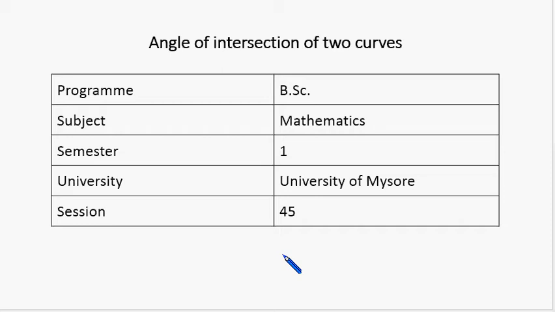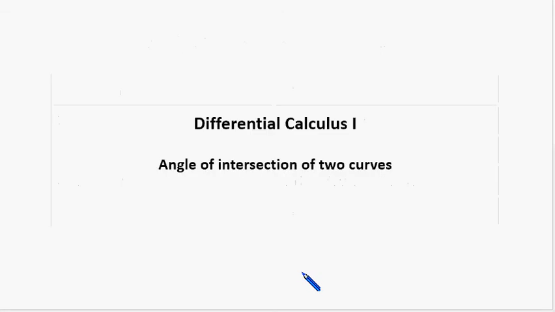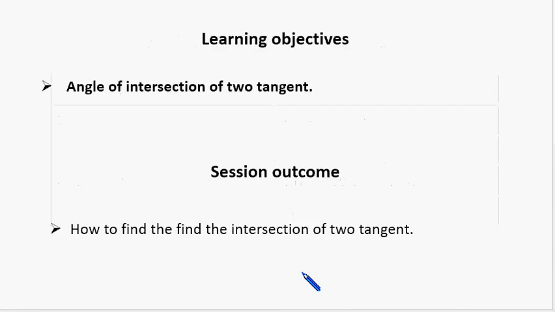The session is 45. Let's discuss it under Differential Calculus 1: angle of intersection of two curves, Unit 4. Learning objectives: angle of intersection of two tangents. Session outcome: how to find the angle of intersection of two tangents.